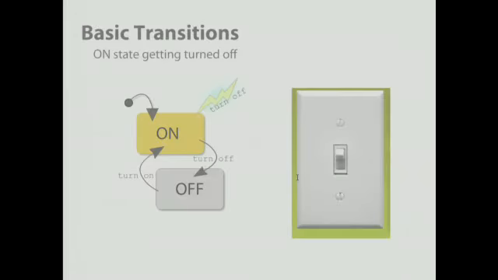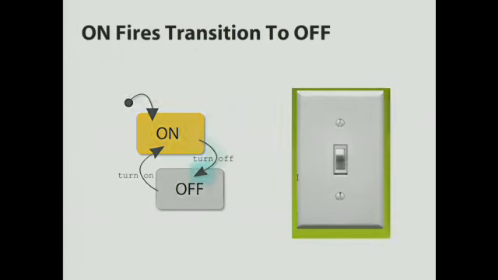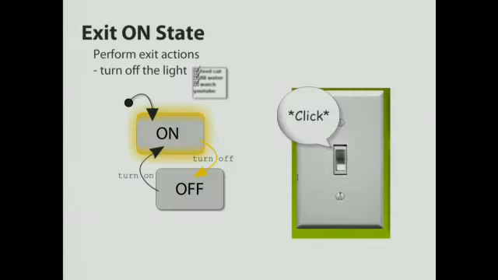Here is an example transition. So we're currently in the on state. We see the event to turn off. We notice that we have an actual transition named turn off, so we're going to take that. We notice that we have actions to perform on the on state. So we're going to exit that state. We're going to perform all the exit actions. In this case, it indicates we should turn off the light switch. We're going to see a click.